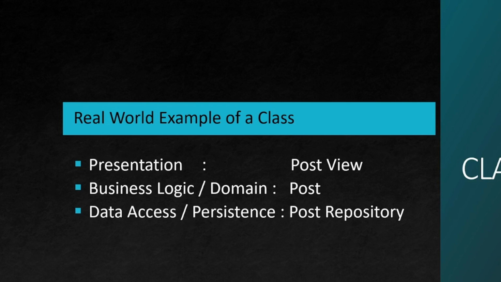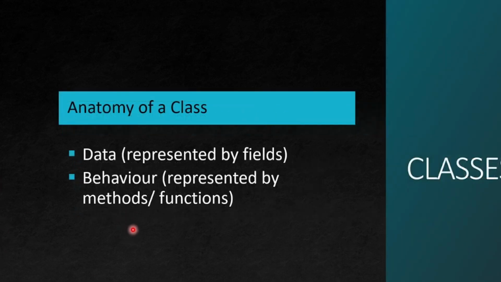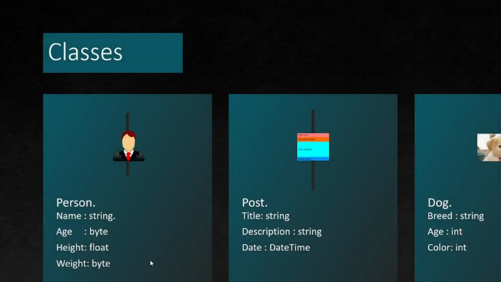Now we know a little bit about a class. It's a type we developers define and give a responsibility, depending on the kind of application we are going to build and the layer that class belongs to. Then what is inside a class? A class essentially has two parts: data, which is represented by fields, and behavior, which is represented by methods or functions. Let's take a look at an example.